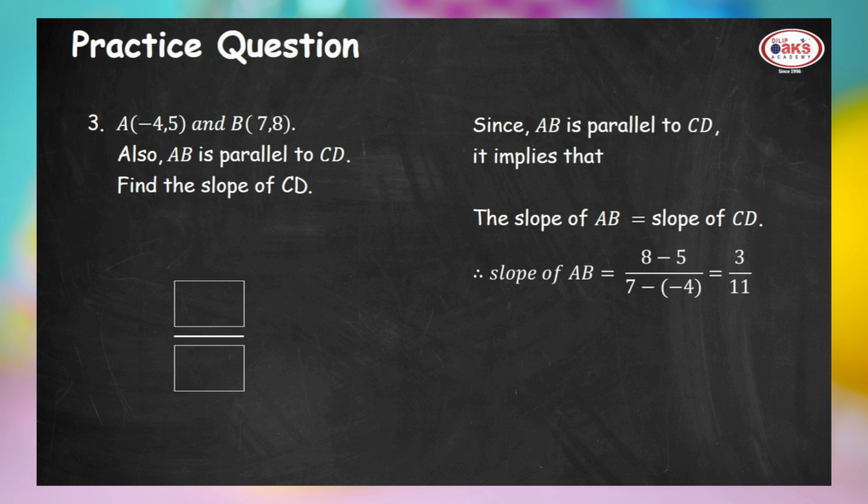Now, how do we find the slope of AB? It is the difference between the y-coordinates divided by the difference between the x-coordinates taken in the same order. What I mean by that is illustrated here: 8 - 5, the difference between the y-coordinates, in the numerator, divided by 7 minus (-4), which is 7 plus 4, that is 11, in the denominator. Therefore you get 3/11 as the slope of AB, and that is also the slope of CD. Okay, so we will once again enter 3 in the numerator, 11 in the denominator, and complete this question successfully.